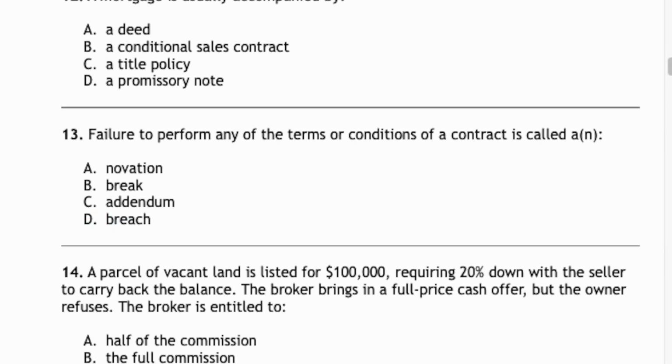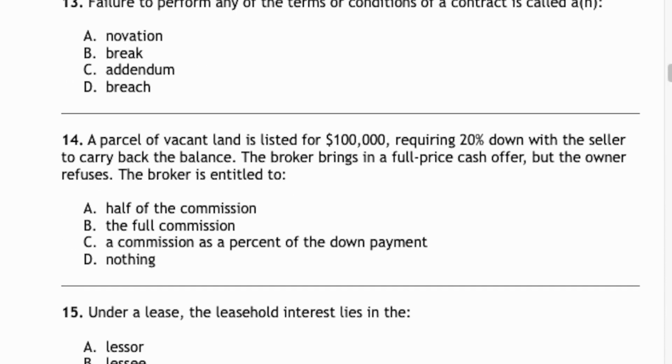All right, 14. A parcel of vacant land is listed for $100,000, requiring 20% down, with the seller to carry back the balance. The broker brings in a full price cash offer, but the owner refuses. The broker is entitled to A, half of the commission, B, the full commission, C, a commission as a percent of the down payment, or D, nothing.